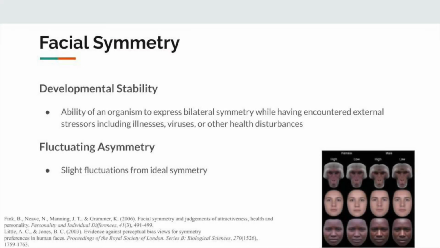But one of these traits in particular is facial symmetry, and the idea stems from the concept of developmental stability, which is the ability of an organism to express bilateral symmetry while having encountered external stressors, including illnesses, viruses, or other health disturbances. So, if an organism is unable to withstand these external difficulties, it can result in slight fluctuations from ideal symmetry, called fluctuating asymmetry. Because of this, symmetry may indicate fitness in that less fluctuations from symmetry may demonstrate a person's capability to survive the stressors they are faced with, because only those with more fit or better genes may be able to endure these challenges.